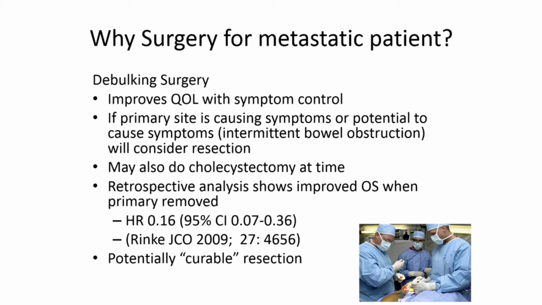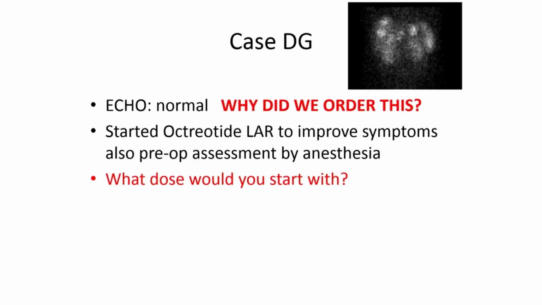And I even have one patient in my practice who received a liver transplant for liver-only metastatic, well-differentiated neuroendocrine tumor. He's going on about 6 years now and remains disease-free. So those are definitely options that you need to discuss with your patient.